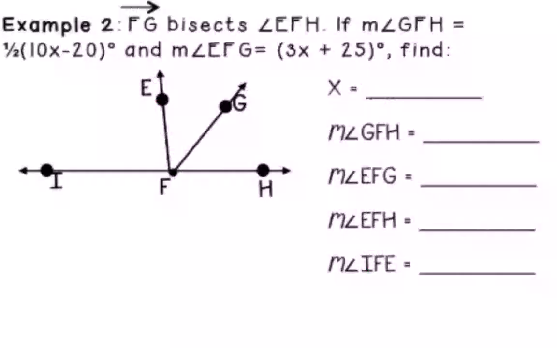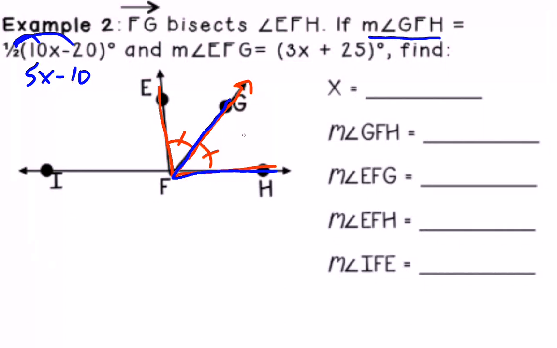So let's look at the problem. It says that FG bisects EFH. So that means I'm going to go ahead and mark that these two angles are congruent. If, notice I love using color for these to keep track of stuff. GFH is 1/2 times (10x minus 20). Once again, let's simplify before we put in. So half of 10x is 5x. Half of negative 20 is negative 10. So GFH is 5x minus 10.